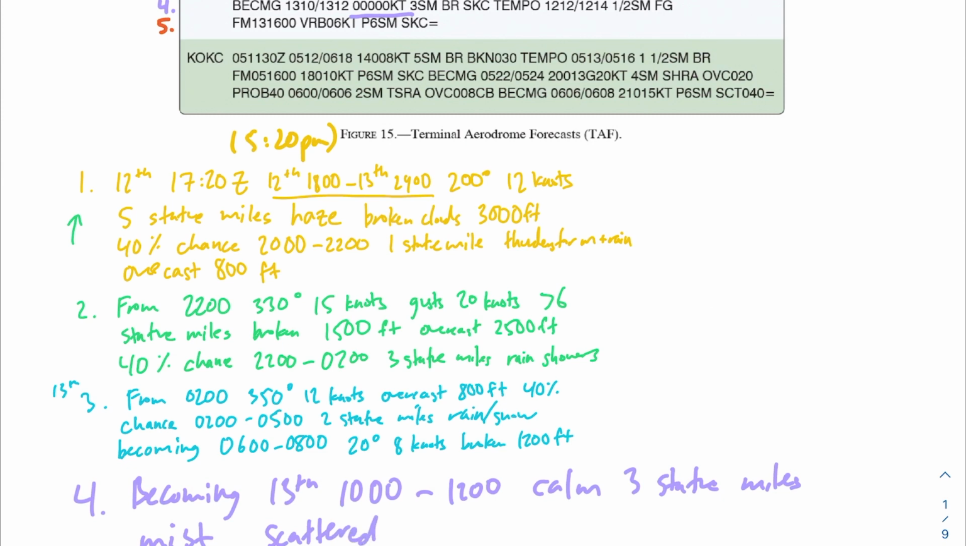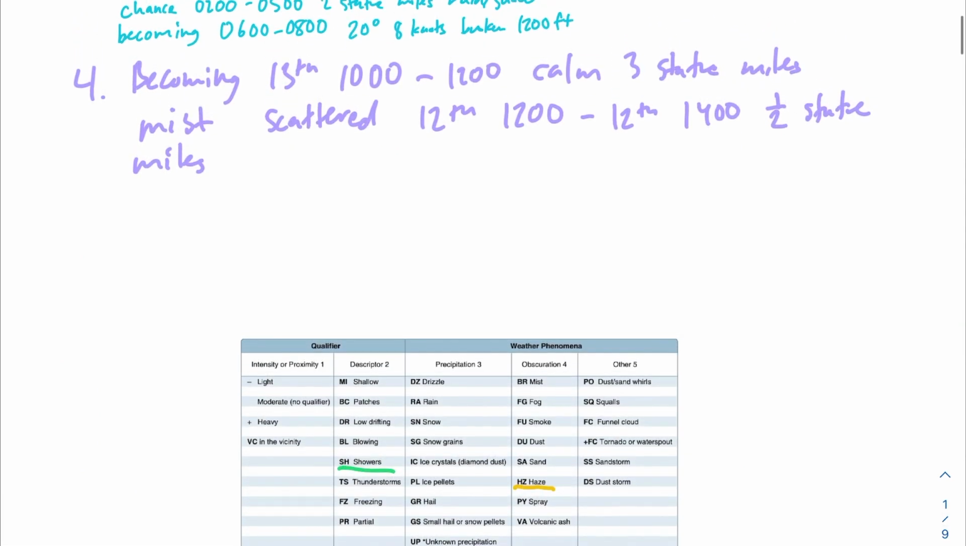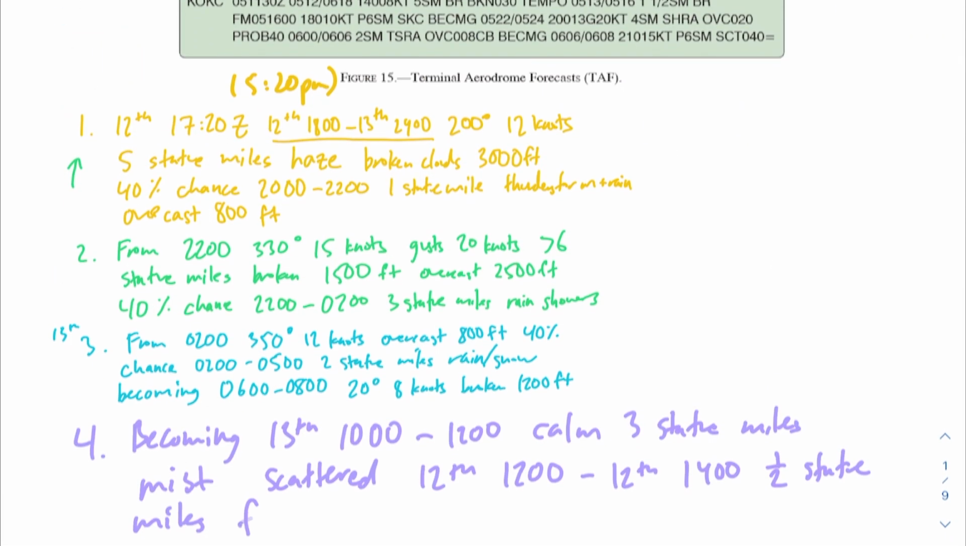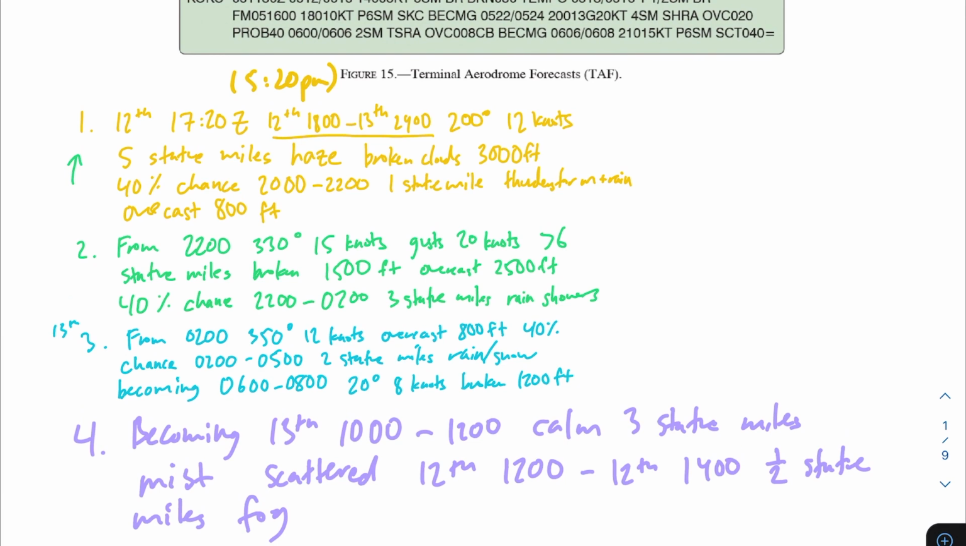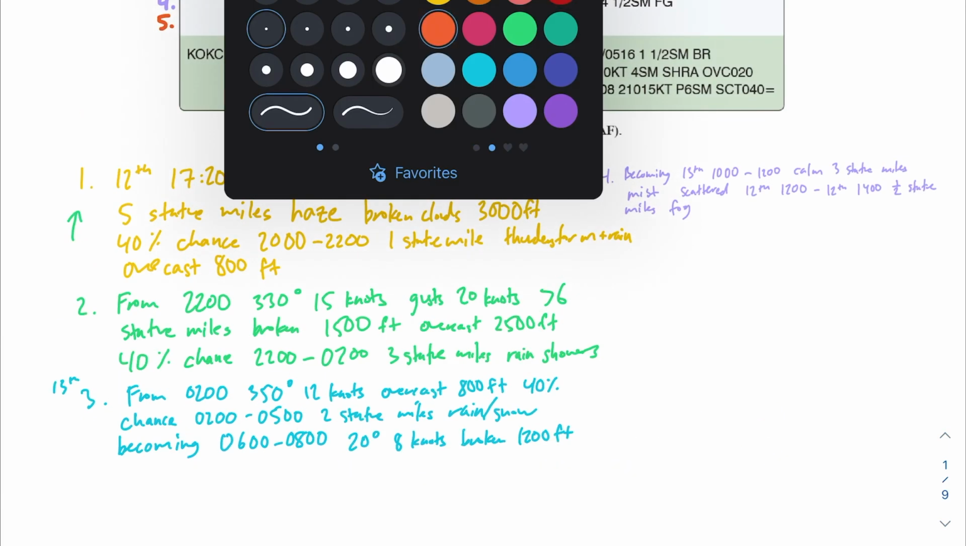Okay, and then we see a TEMPO. So TEMPO, as I mentioned before, is any conditions in wind, visibility, weather, sky that lasts generally for less than an hour, or it's just temporary, like 2 hours, for example. So it says from the 12th at 1200 to the 12th at 1400. So from noon to 2 p.m., we have 1/2 statute miles of visibility. And then we have FG, which I believe stands for fog. Yep, fog. And that is line number 4. So let's finish it off with line number 5.